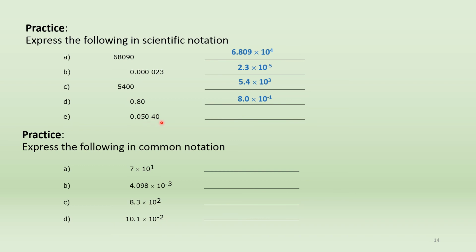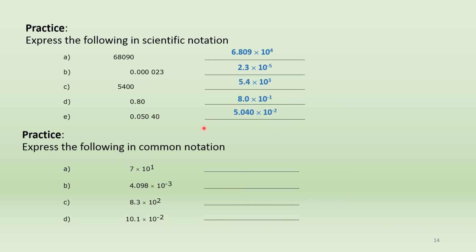0.05040, we'll have to move the decimal over 2 places to the right, so that'll be 10 to the minus 2 as a power. This number is less than 1. It'll have a negative exponent. Furthermore, the 0 to the right is significant because there's a decimal in the number, so it should be carried into the scientific notation, giving us 5.040 times 10 to the minus 2.